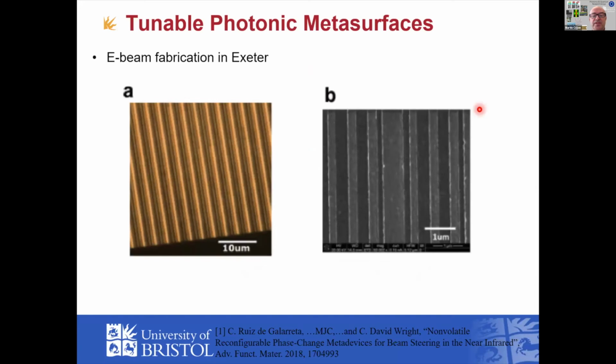This is what they look like when you make these things. This is a standard microscope image, 10 micron scale bar. Then we go into an SEM, scanning electron microscope, to zoom in even further. Here's the aluminium strips, 1 micron scale bar. You can see they're not perfectly straight, but that's the kind of behavior you get in these devices.